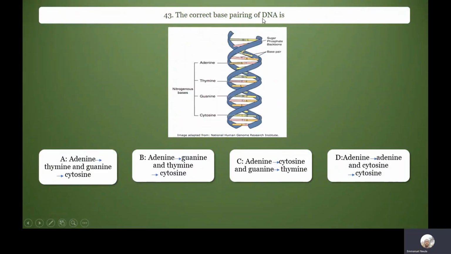The correct base pairing of DNA is adenine pairing with thymine and guanine pairing with cytosine. So 43, the correct option is A. There are 4 nitrogenous bases in DNA: adenine, thymine, guanine, cytosine. So A pairs with T, G pairs with C. Okay, so adenine pairs with thymine, guanine pairs with cytosine.